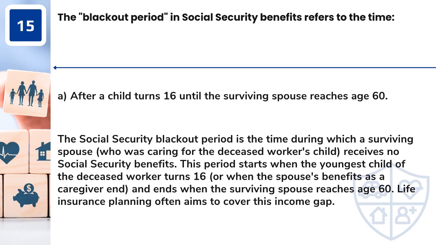Answer: A. After a child turns 16 until the surviving spouse reaches age 60. The Social Security blackout period is the time during which a surviving spouse, who is caring for the deceased worker's child, receives no Social Security benefits. This period starts when the youngest child of the deceased worker turns 16, or when the spouse's benefits as a caregiver end, and ends when the surviving spouse reaches age 60. Life insurance planning often aims to cover this income gap.